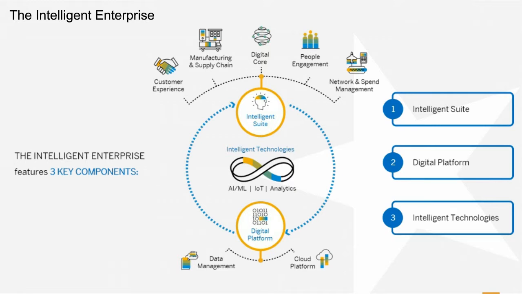So SAP will provide 3 essential components to help your business or your agency achieve these goals: an intelligent suite, a digital platform, and intelligent technology. We offer an intelligent suite of applications for every line of business, whether it's customer or citizen experience, supply chain and manufacturing, a digital core, people engagement, and network and spend management. We provide a unified user experience and seamless integration across the portfolio. We enable you to consume individual modules at your own pace.